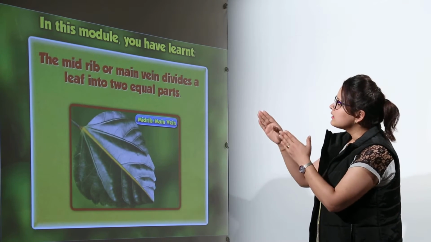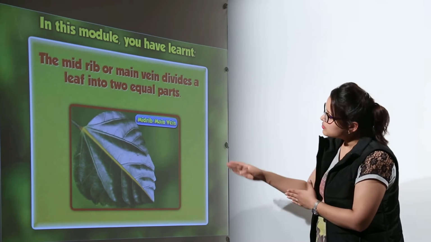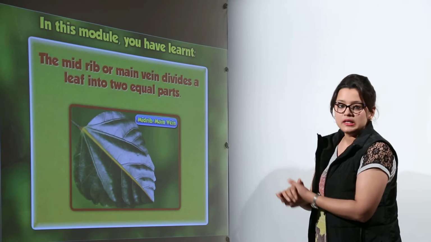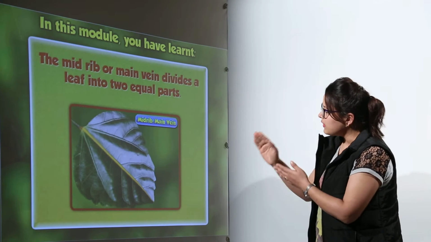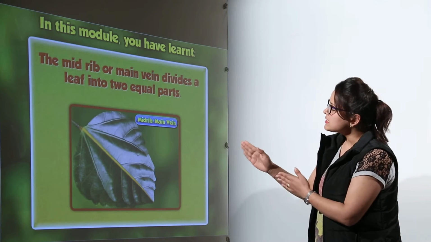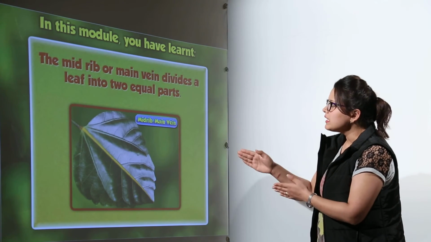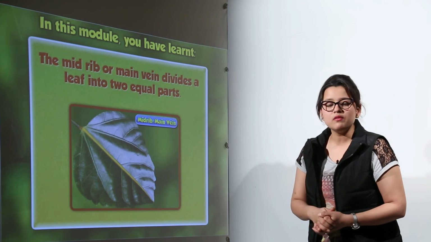Now this is the mid-rib. As you can see, it is the mid-line, or you can say the line of symmetry for any leaf. So the mid-rib is the vein which is dividing the leaf into two equal parts. So this line or vein is known as the mid-rib or main vein of the leaf.